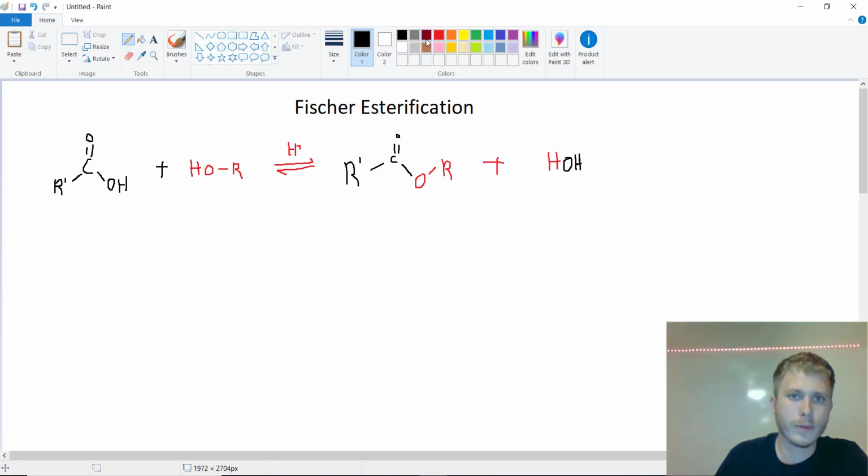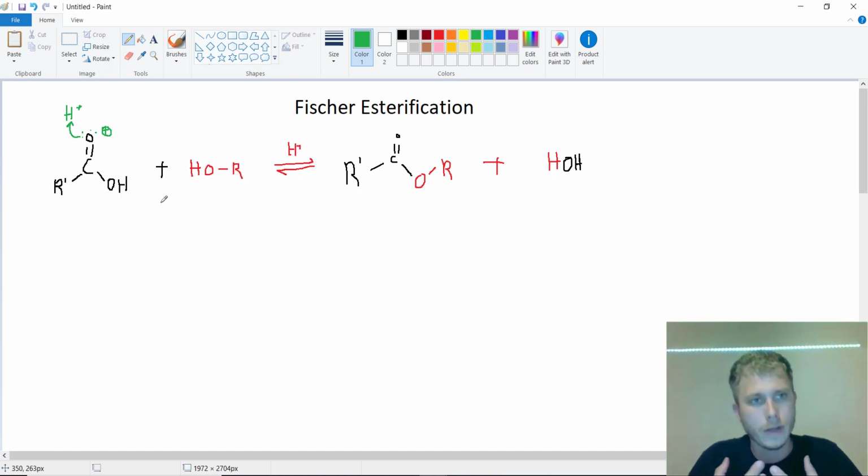So let's talk about this mechanism and how it works. The first thing that's pretty important is we are under acidic conditions. So I'm going to use this drawing to get it started, and then we'll move on from there. So we have an acid present in solution. Cool, so we have our H+, which means this oxygen can grab onto it. And in that process, it puts a positive charge on this oxygen.